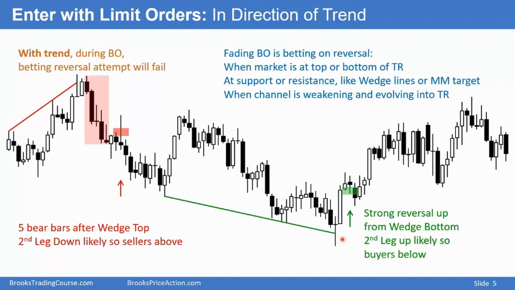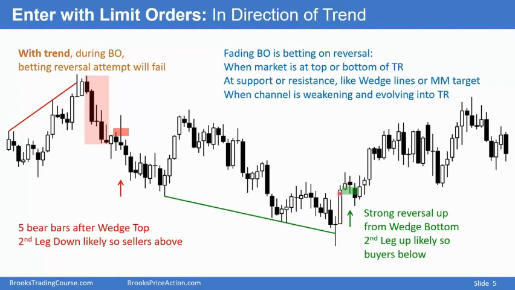Traders will look for reasons to buy a reversal up. We have a wedge bottom, and we have a strong bull breakup bar and a bull follow-through bar. Strong enough so that the market will probably have at least a small second leg up. Bears will see this as a double top. Bulls will correctly decide that it's more likely there'll be buyers below this bull bar.